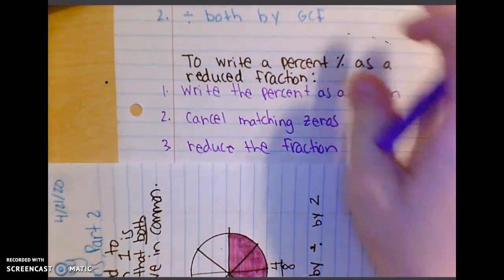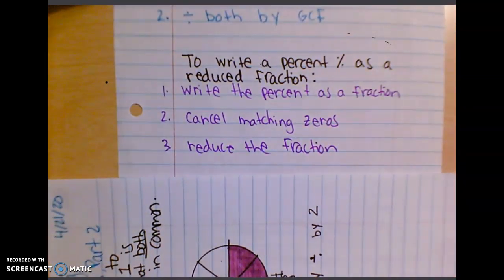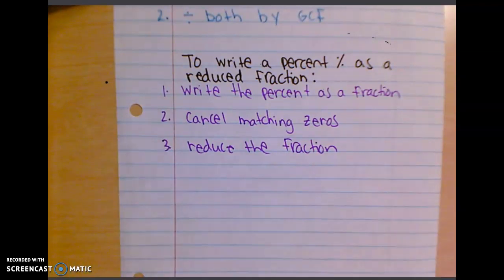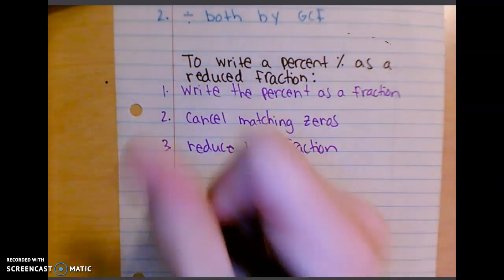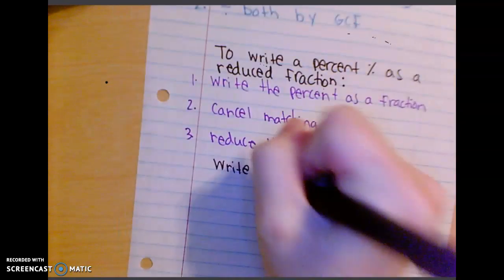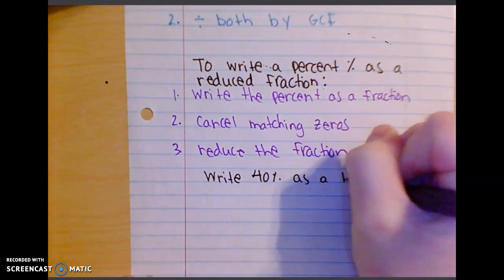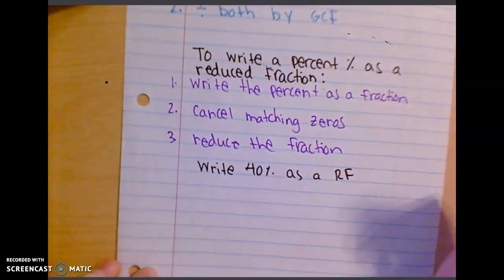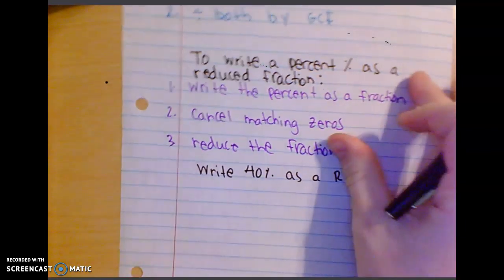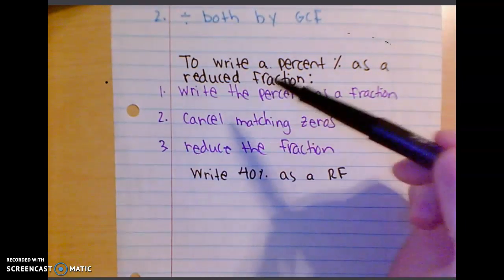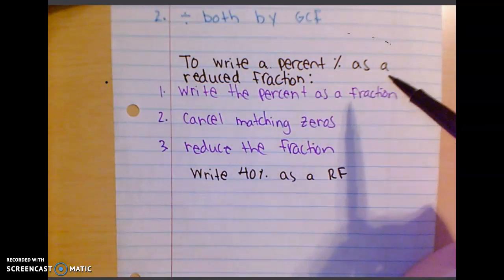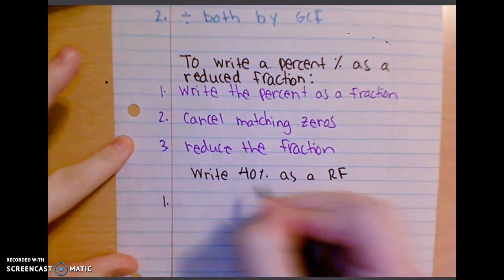Okay, now let's talk about how to write a percentage as a reduced fraction. There are 3 steps we're going to look at. Let's have an example of, let's say we want to write 40% as a, and I'm just going to do a capital RF for reduced fraction. So in order to write 40% as a reduced fraction, I need to write the percent as a fraction. So that's going to look like this.